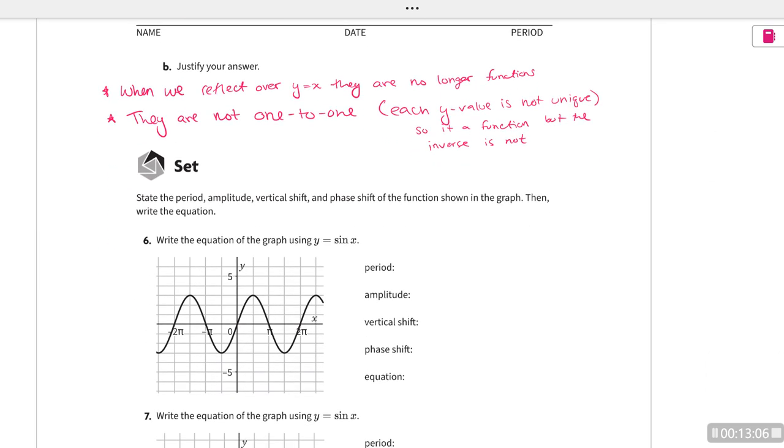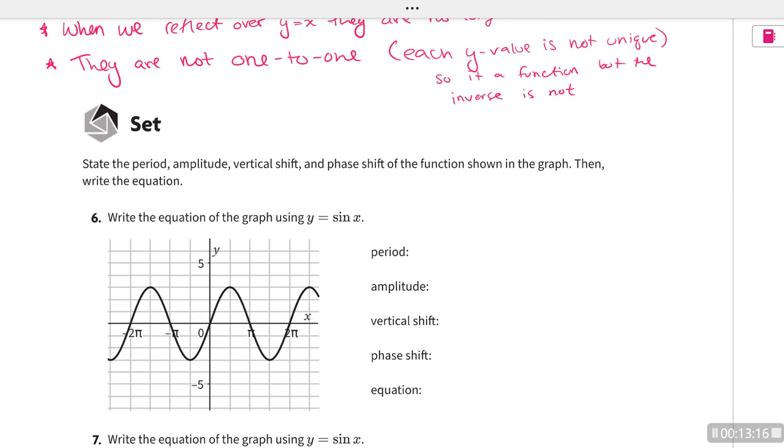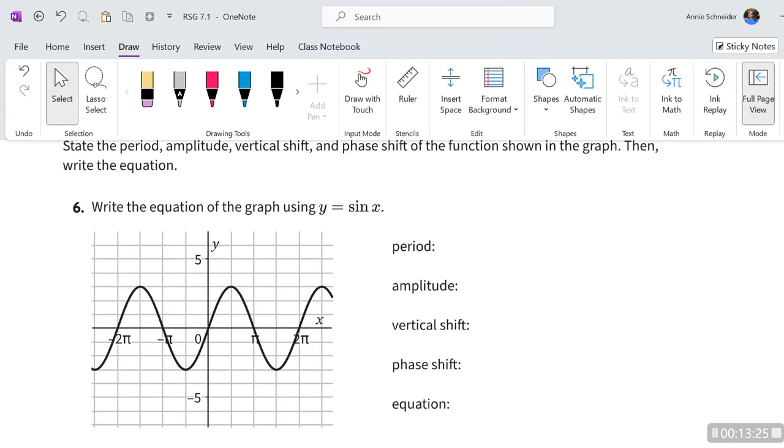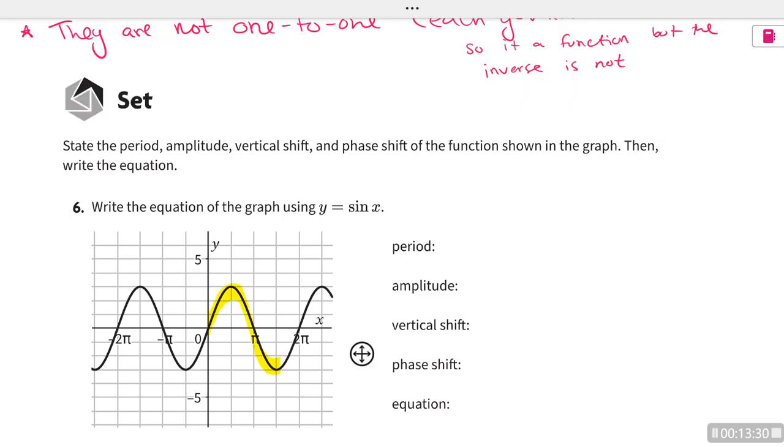Okay, question 6. It says state the period, amplitude, vertical shift, and phase shift of the function shown in the graph, then write the equation of the graph using y equals sine of x. Let's start with our period. A period is how long it takes to repeat one full cycle. There we start at the midline and we're increasing, then decreasing. We've made it back to the midline.